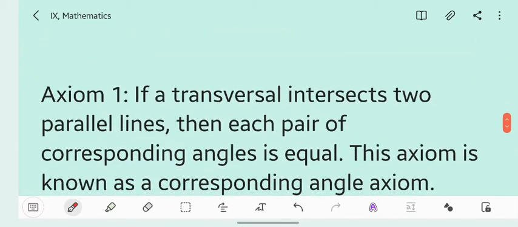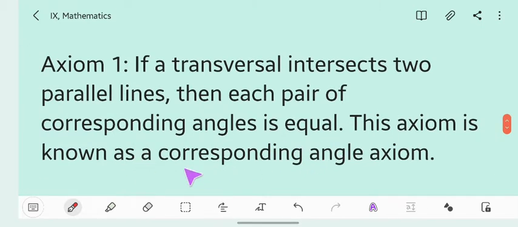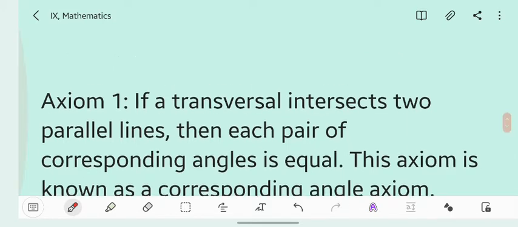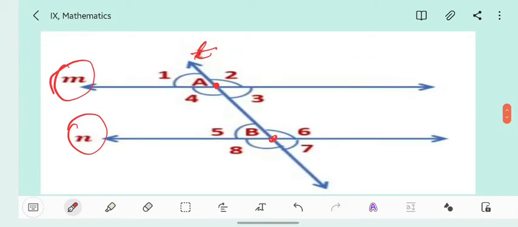So the first axiom is: if a transversal intersects two parallel lines, then each pair of corresponding angles is equal. This axiom is known as the corresponding angle axiom. When two parallel lines are cut by a transversal T, the corresponding angles are equal: angle 1 equals angle 5, angle 2 equals angle 6. This case arises only when the lines are parallel to each other and the transversal intersects at two distinct points.